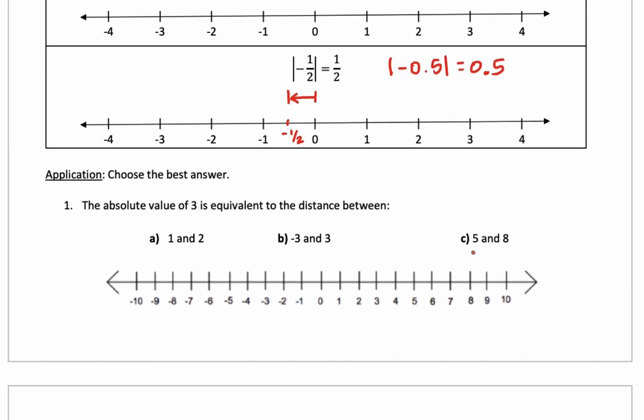So we use this to help us answer questions like this, where it says the absolute value of 3 would be equivalent to the distance between. And we have 3 different choices. So I'm going to start with choice A, and the distance between 1 and 2, I can see is just 1 space. In my second example, I have the distance between negative 3 and positive 3. If I count that on my number line, that's 1, 2, 3, 4, 5, 6. That's 6 spaces between negative 3 and positive 3. And then in my last one, I have the distance between 5 and 8. Well, that's 1, 2, 3 spaces.